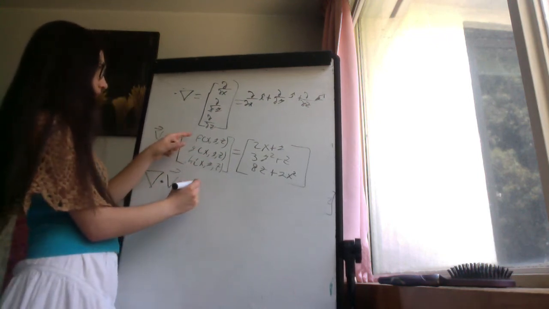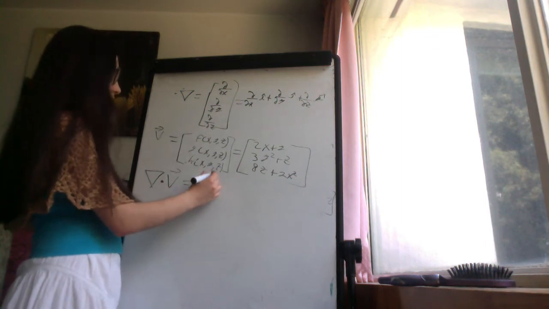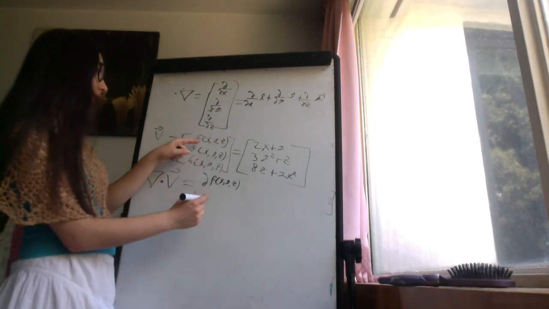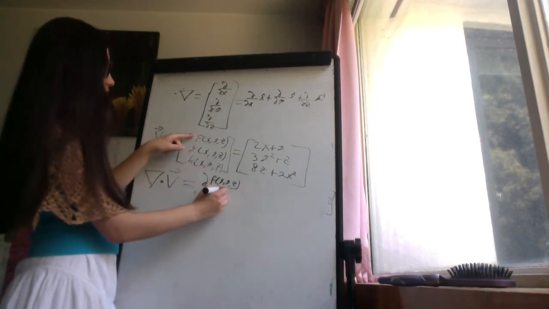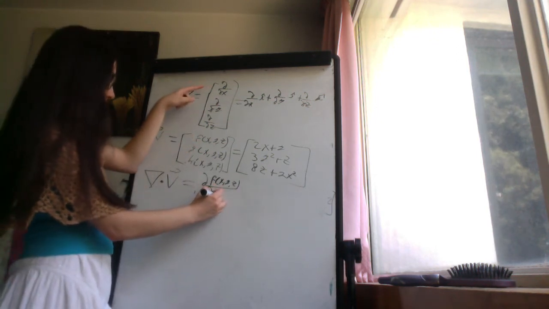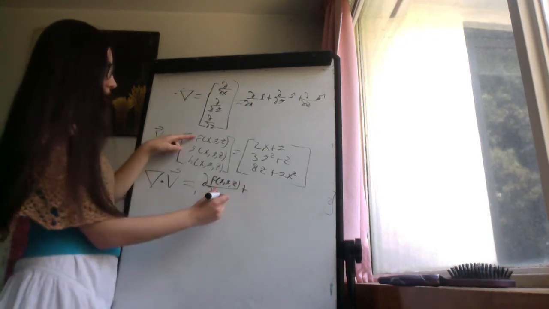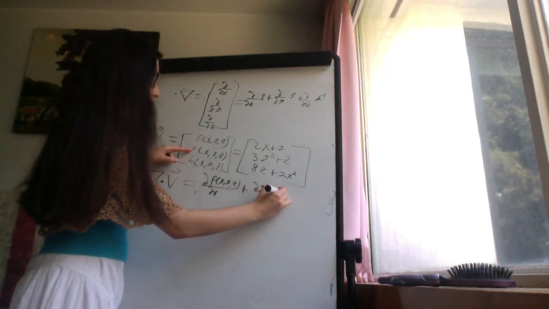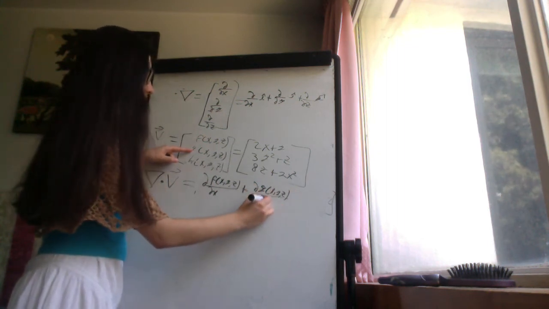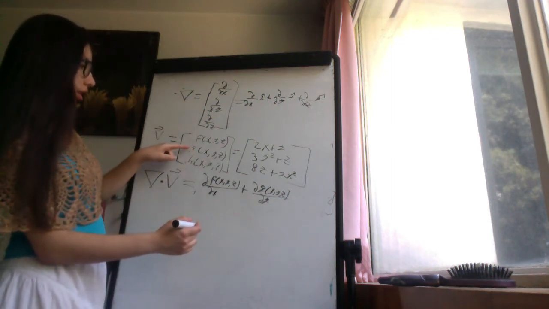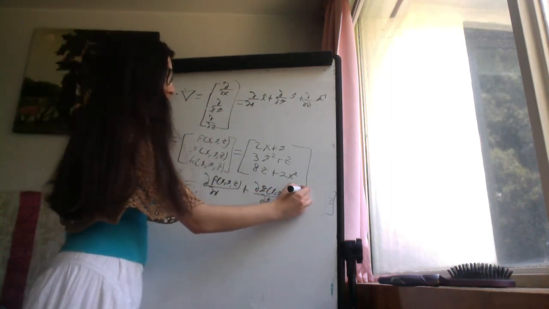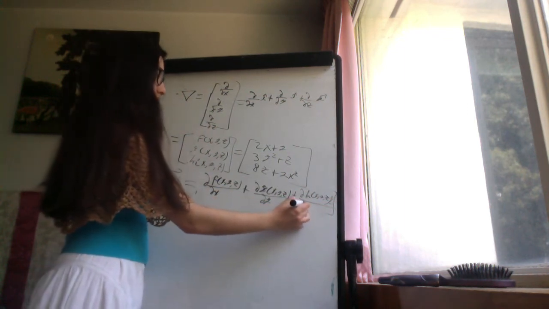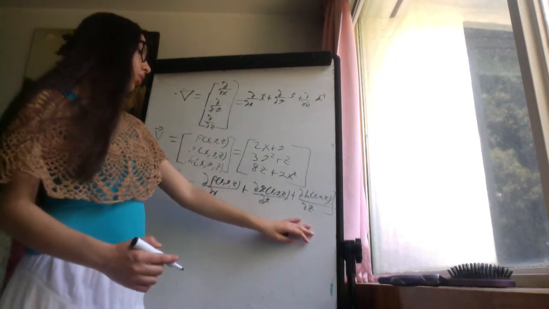So we will have the partial derivative of the function f of x, y, and z, that is the partial derivative of the x component of the vector v with respect to x, plus the partial derivative of the function g of x, y, z with respect to y, plus the partial derivative of h of x, y, z with respect to z.